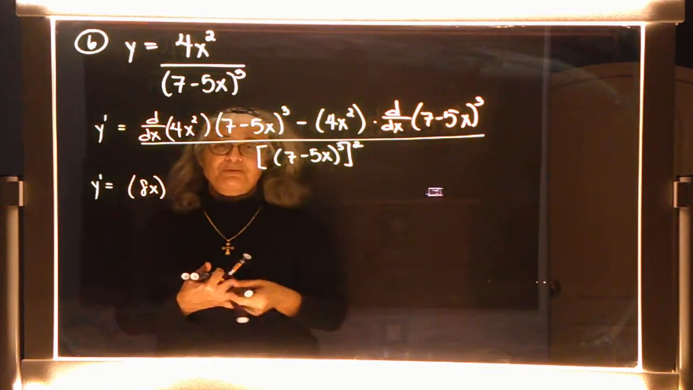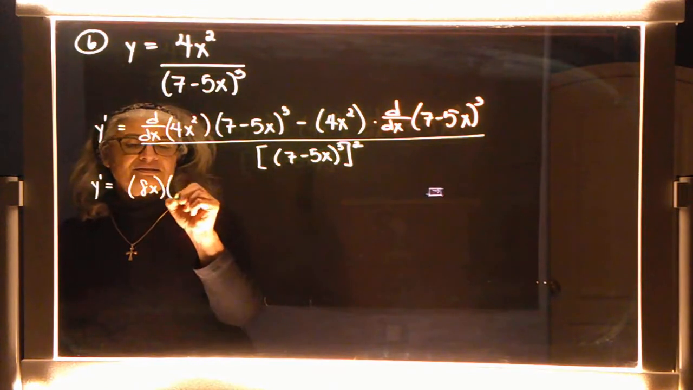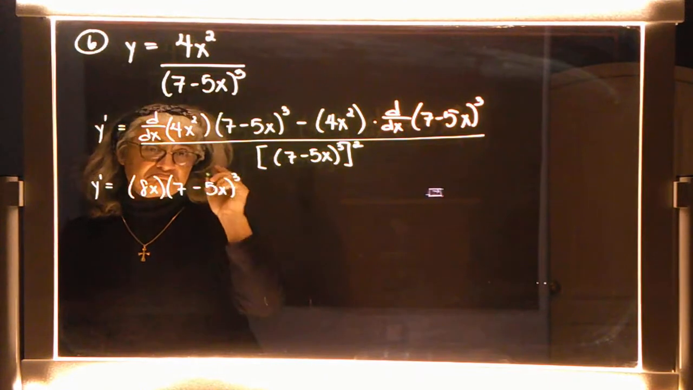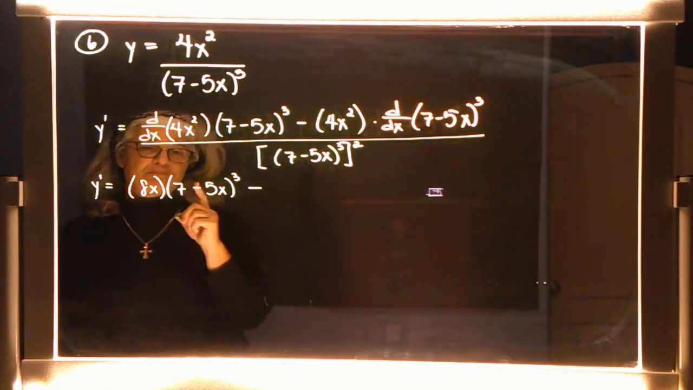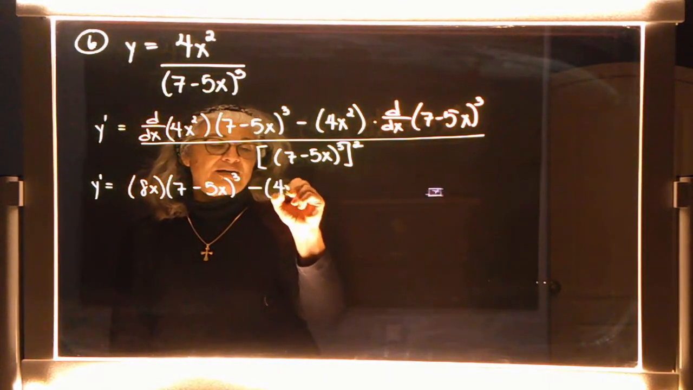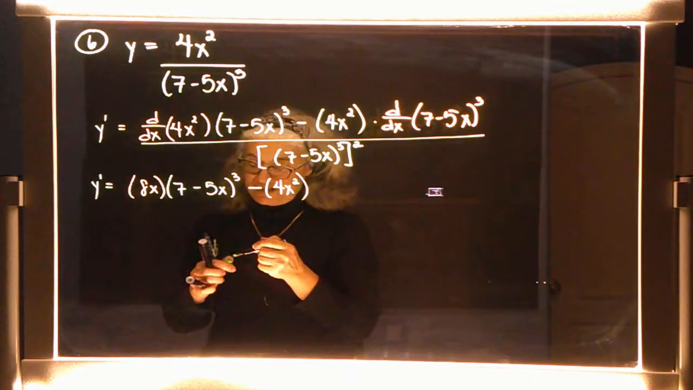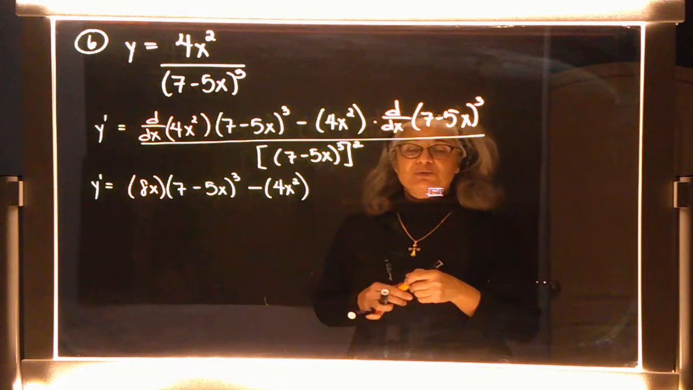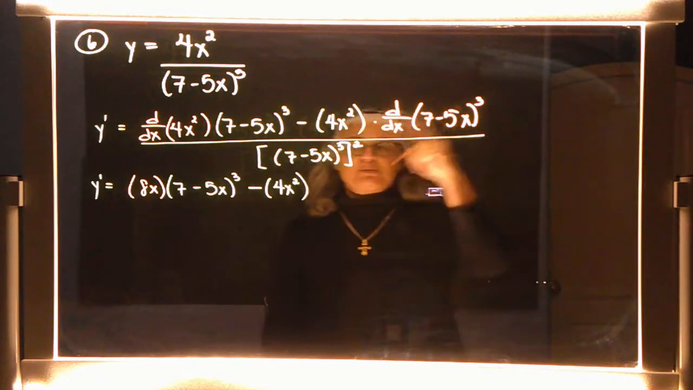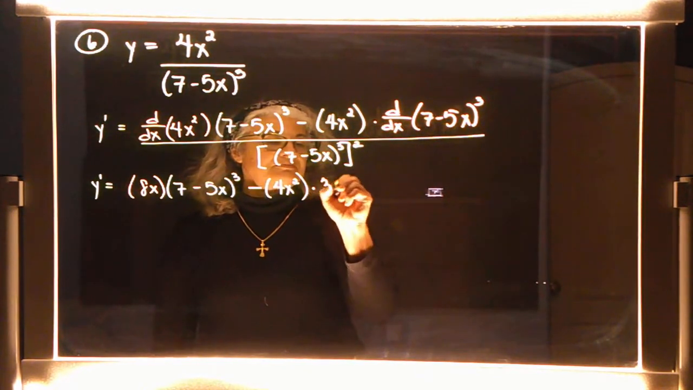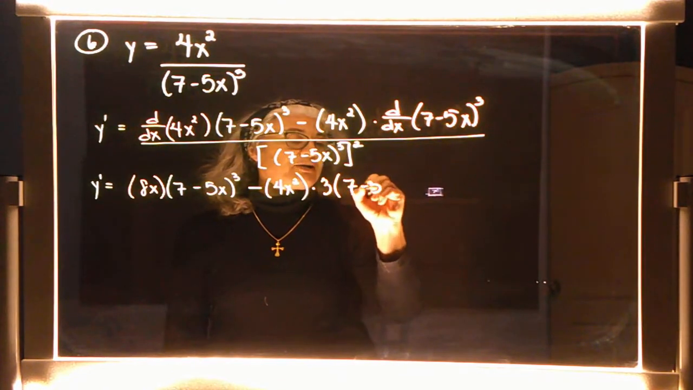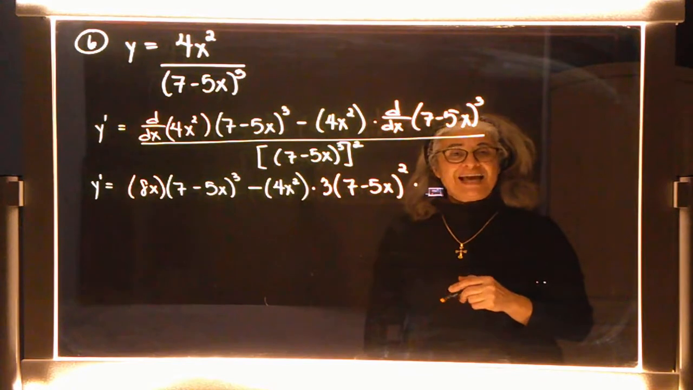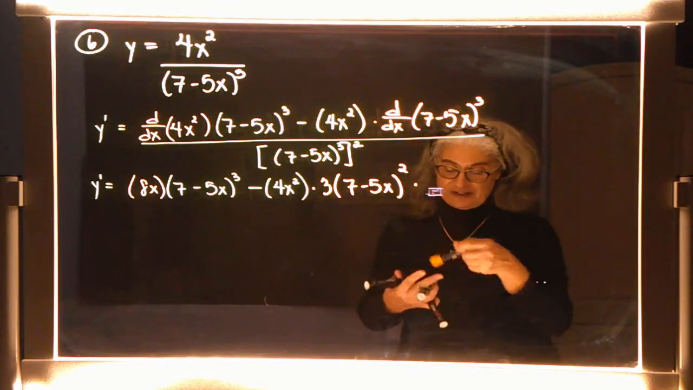It's getting multiplied by the (7 − 5x)^3. And then you're subtracting what? Good, 4x². And then you're taking the derivative of this thing, right? So what do we do first? We bring the power down. We reduce the power by 1. And then what? Yeah, you've got to take the derivative, right?